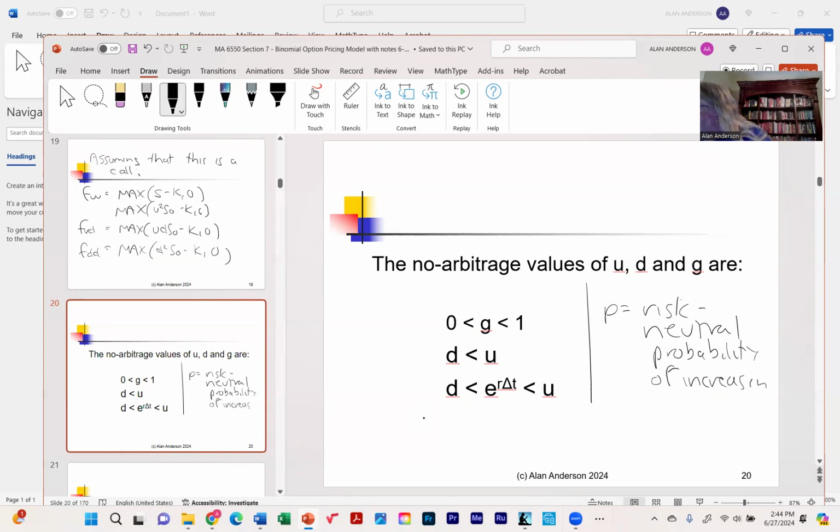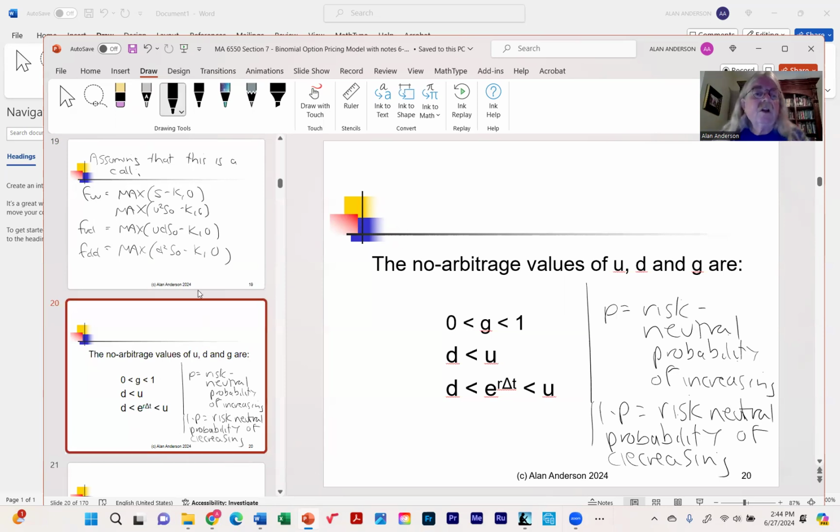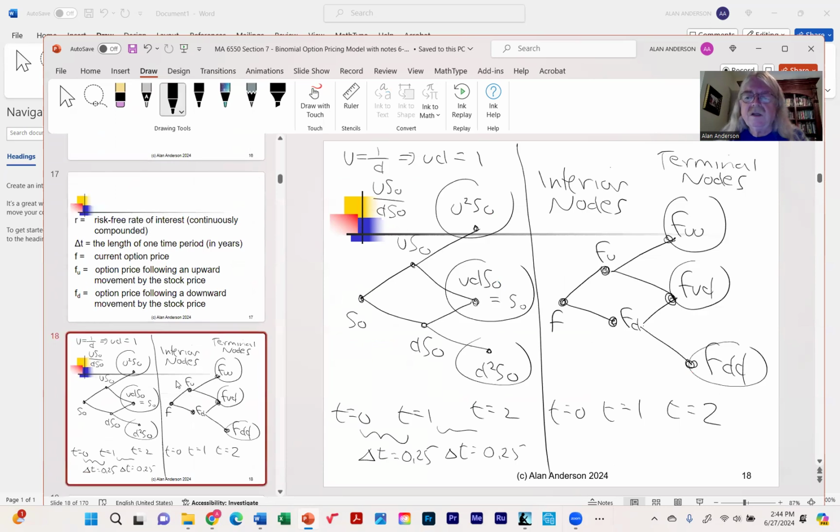That's a risk neutral probability increase when we're going up. And then, of course, that implies, since it's a binomial model, there's only one other thing that can happen. And that means 1 minus P is the risk neutral probability of decrease. So you could actually put those into the tree if you wanted to.